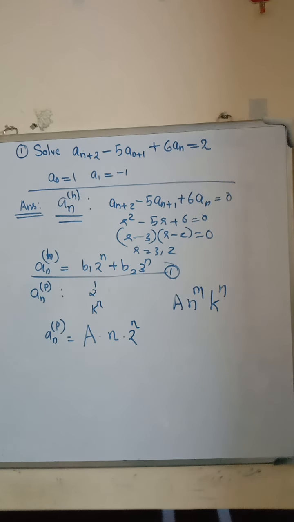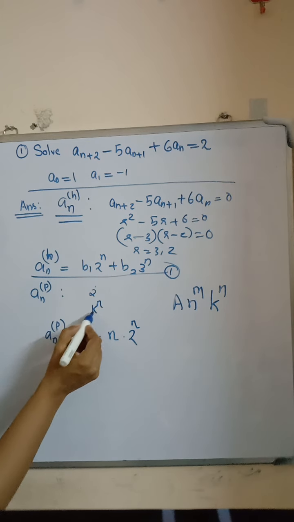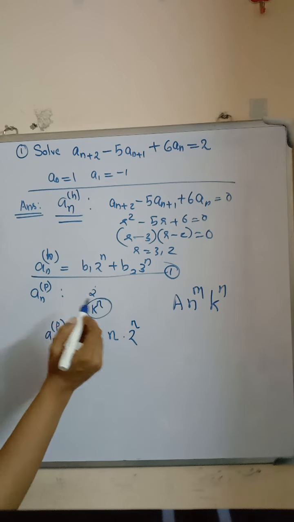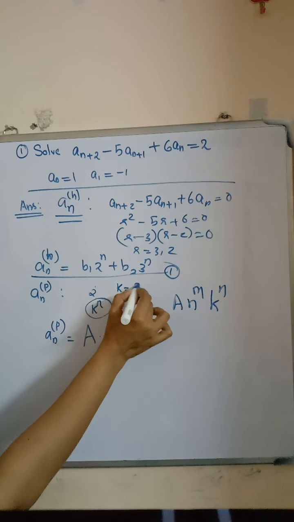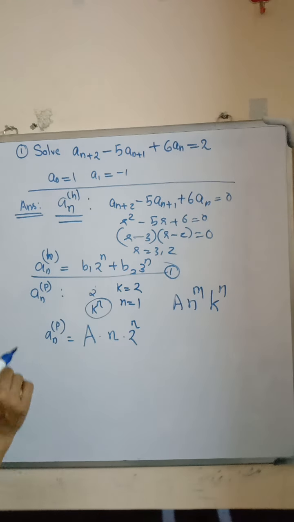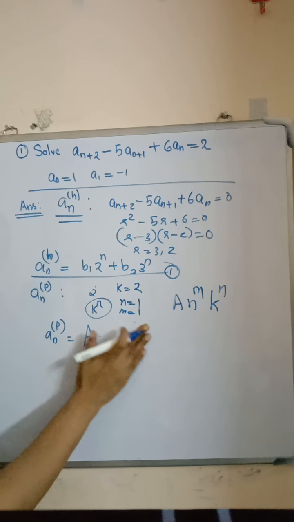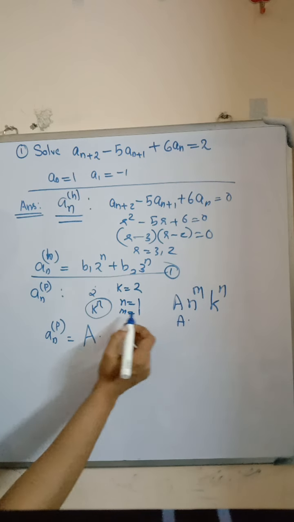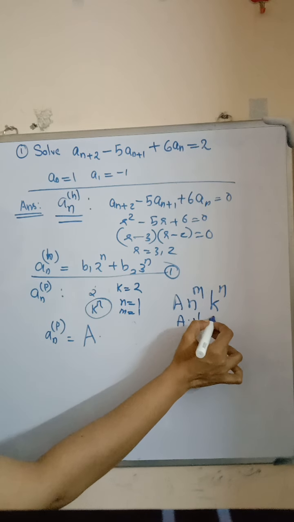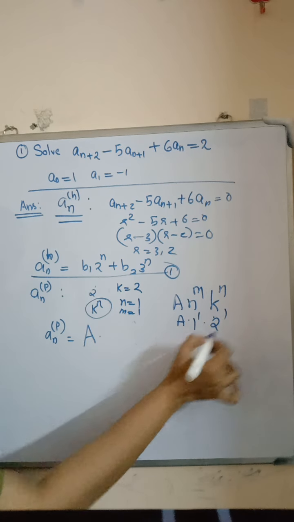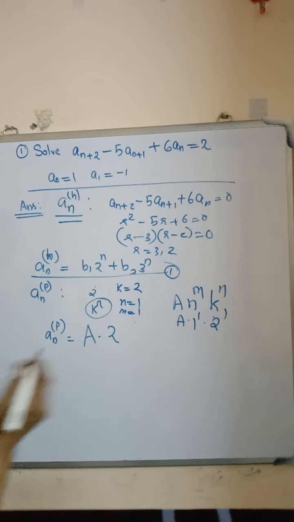Here the right hand side is 2. That is, it is of the form k raised to n, so k is equal to 2 and n is equal to 1, with multiplicity 1, so m is also 1. So the particular solution is a into n raised to m into k raised to n, that is a into 1 raised to 1 into 2 raised to 1, so a into 2.